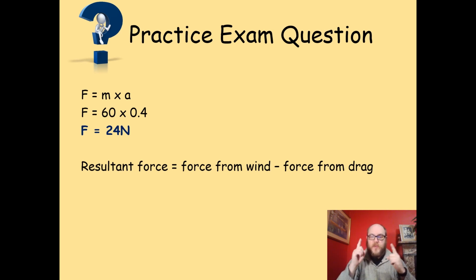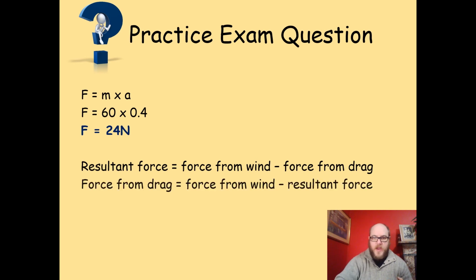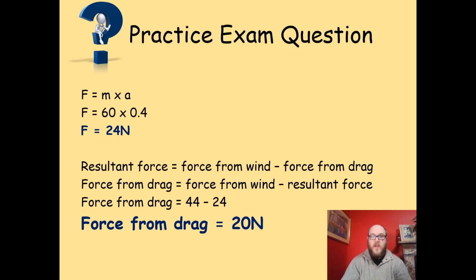We're just adding bits all together. So if you take the force from the wind in this direction and then you take away the force from the drag in that direction, you'll end up with the resultant force. We know the force from the wind, we know the resultant force, so we need to calculate the force from the drag. So we can rearrange the equation. If you want to substitute the numbers in first, and then rearrange the equation, again, that's fine. So once you rearrange this equation, you'll realize that the force from the drag is equal to the force from the wind minus the resultant force. Okay, so it's really quite easy when you start to think about it. So the force from the drag then is 44 newtons minus 24 newtons, and that gives you a force from the drag of 20 newtons.